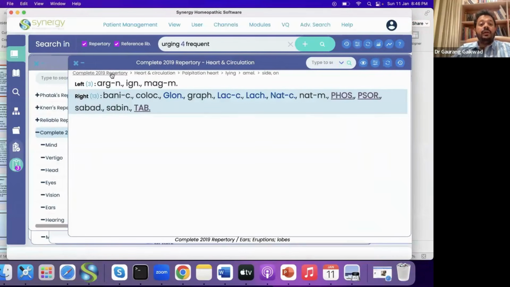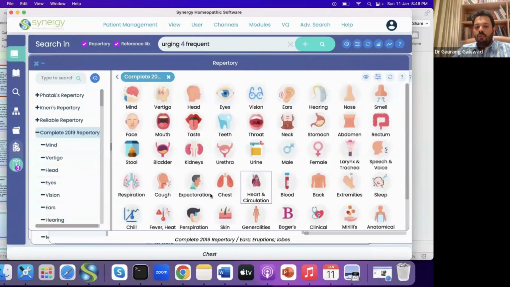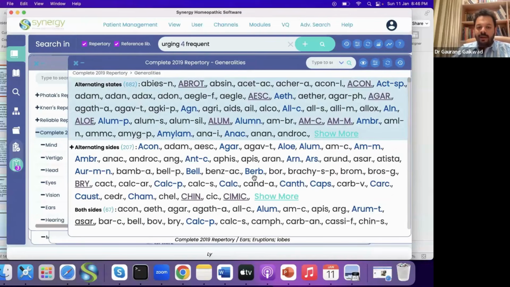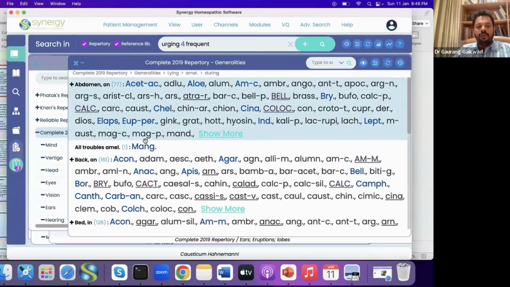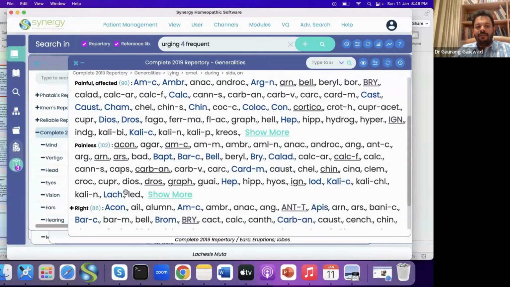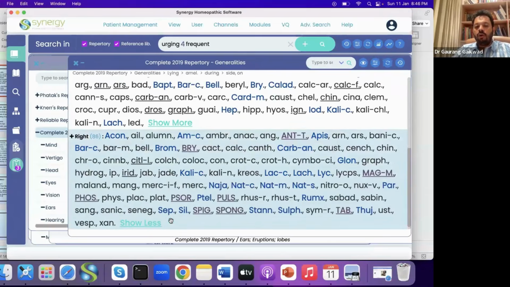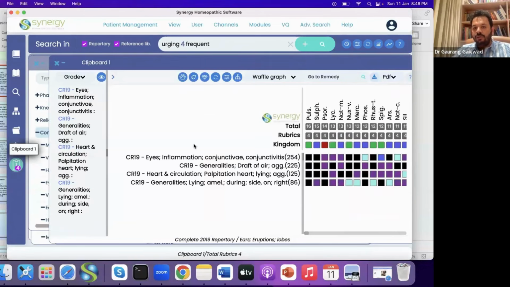That's right. What I will do now, because the rubric had only 10 remedies, I might go into generalities and write lying ameliorates, side, right. So what I did by doing this, I want to just tell you, is that I made sure that I don't miss any remedy that I might have missed by looking at a very small symptom. So in short, if this is the symptom, palpitations, it was lying aggravates.